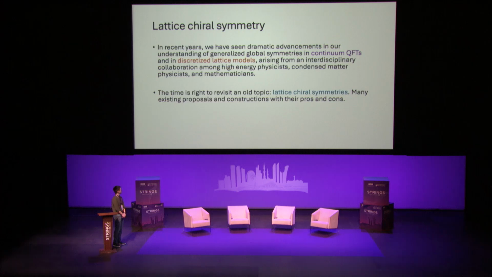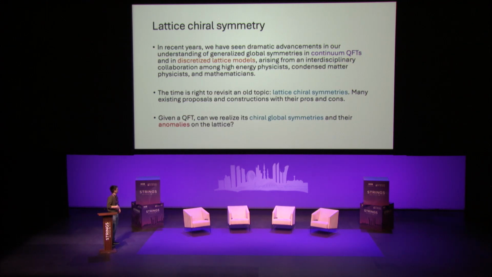There are many existing proposals and constructions with various pros and cons. There are no-go theorems. I'm not going to review every aspect of this story, but I'll take a particular direction to approach this question. More specifically, the question that we would like to discuss today is, given a continuum quantum field theory, this is our target, can we realize its chiral global symmetries and their anomalies on the lattice?